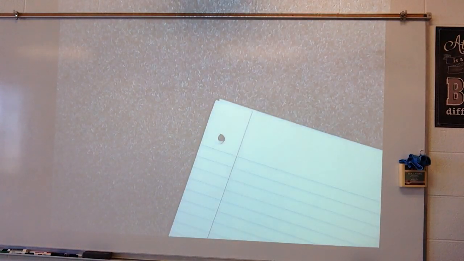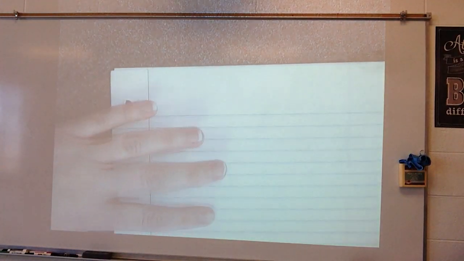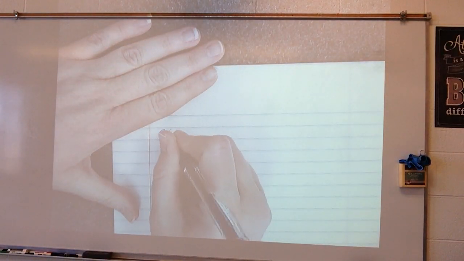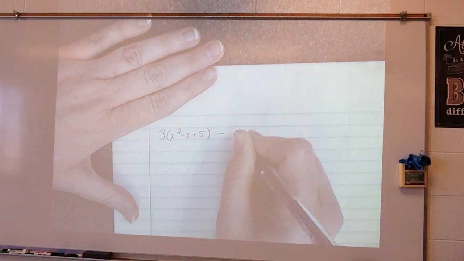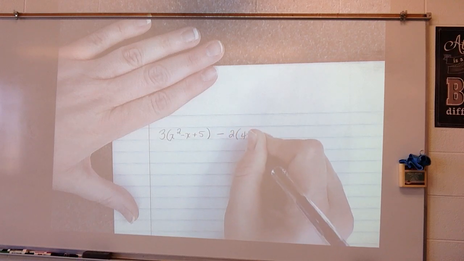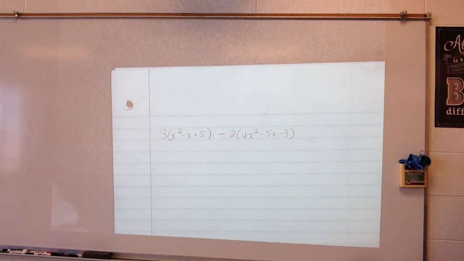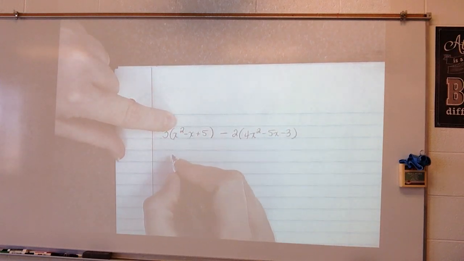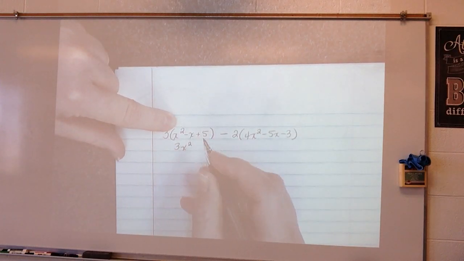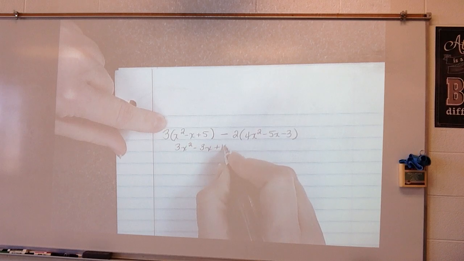So let's look at some problems. We'll just go through some problems. Let's say that I have this problem. The first thing you want to do is go ahead and do your distributive property. So 3 times x squared is 3x squared. 3 times negative x is negative 3x. And 3 times 5 is 15.